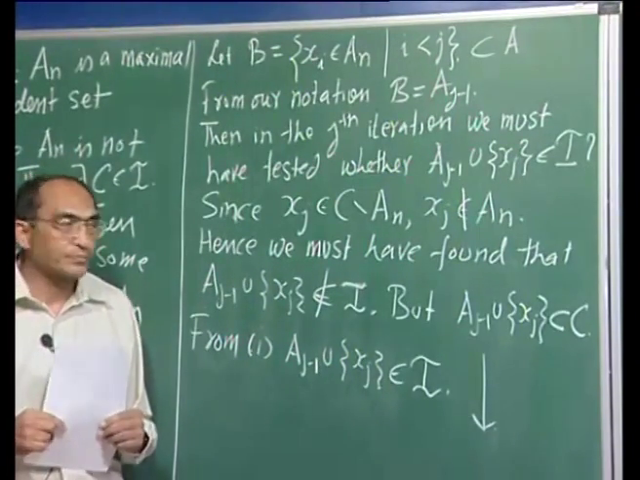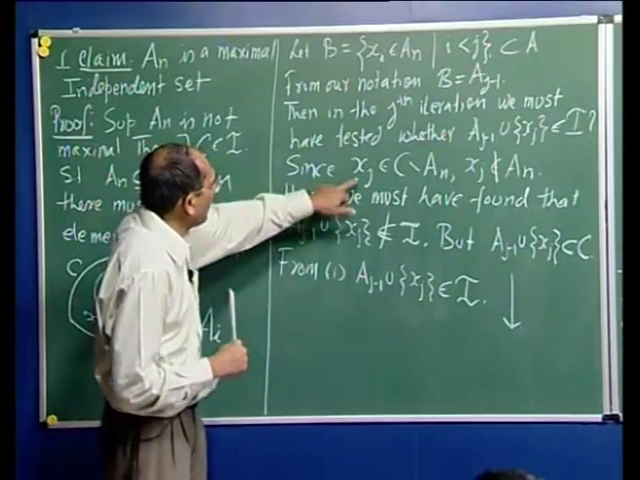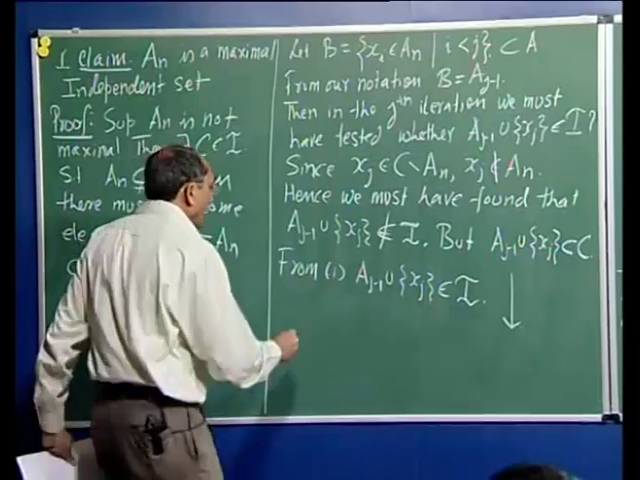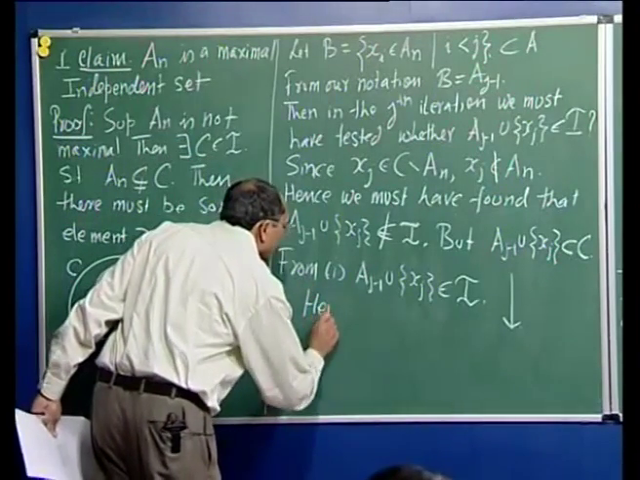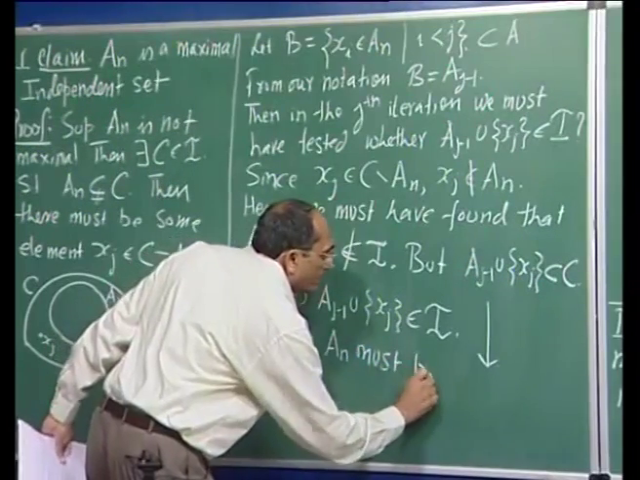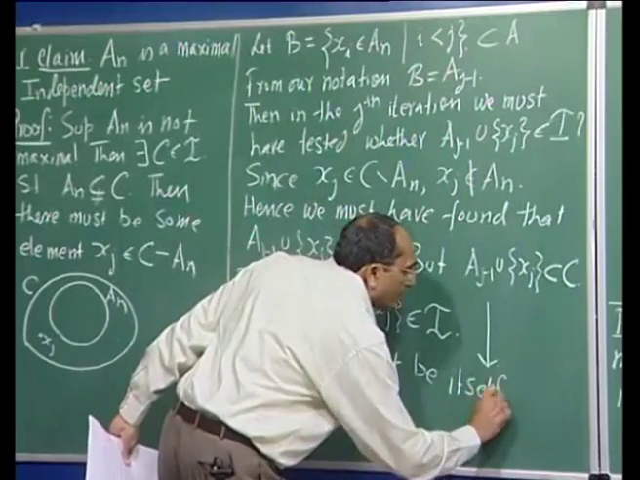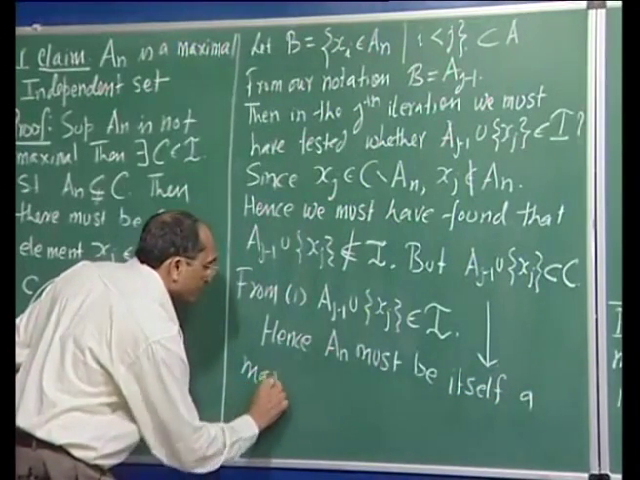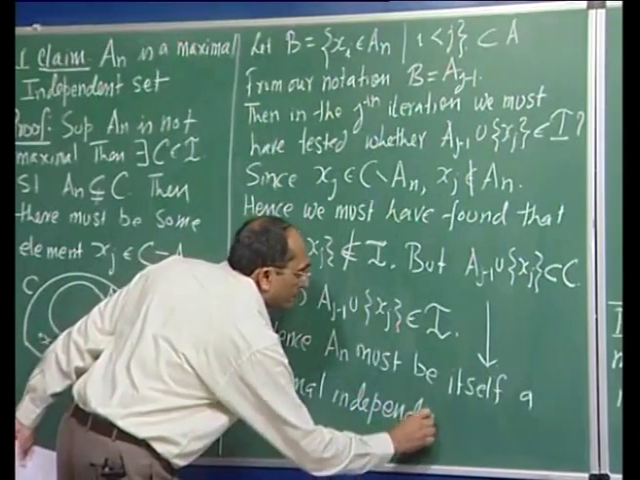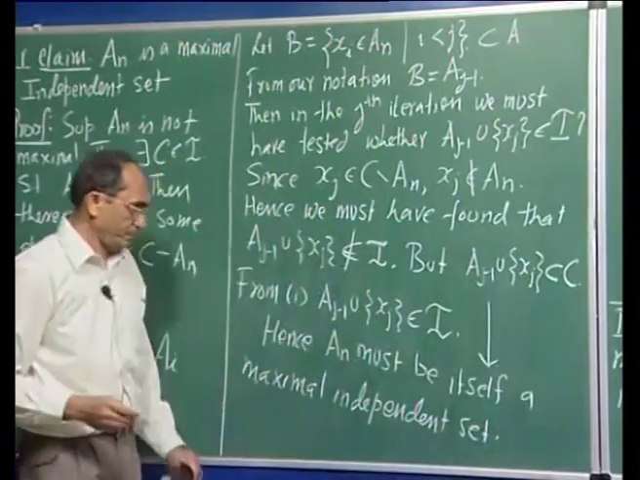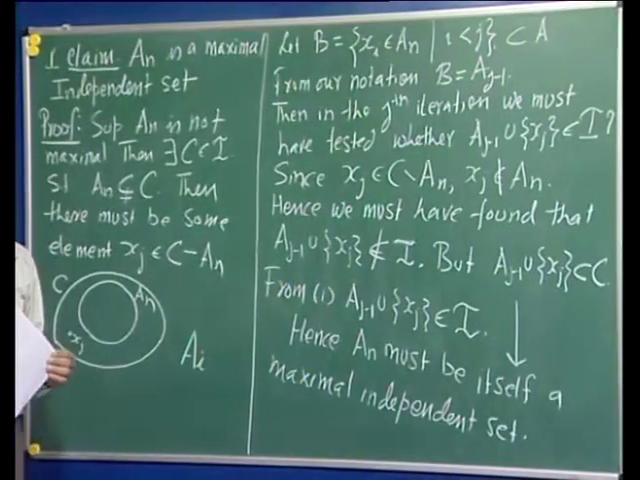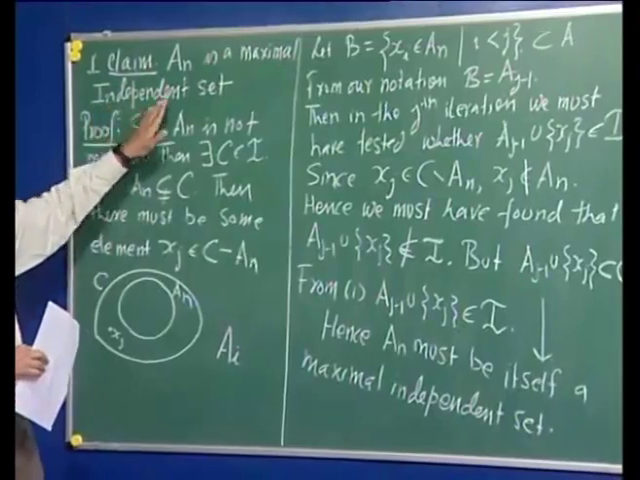Hence, it is not possible to find any element x_j in this difference, which implies that A_n must be itself a maximal independent set. This is what we wanted to establish, that at least it is a maximal independent set.